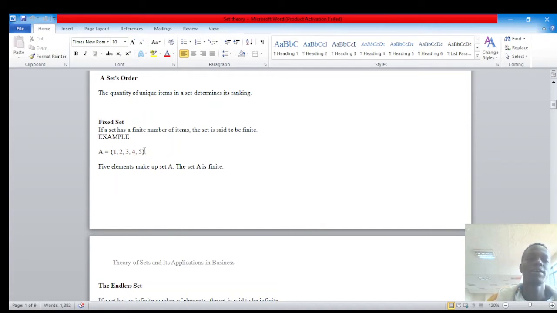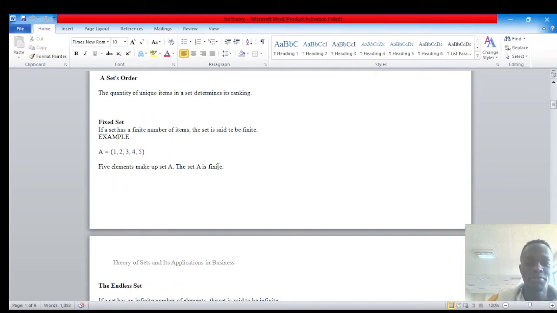A finite set is a set which has an end. If it's finite, it's said to be finite. For example, set A has elements 1 to 5. It is finite because it's ending. It has a starting point and an ending point. So 5 elements make up set A.